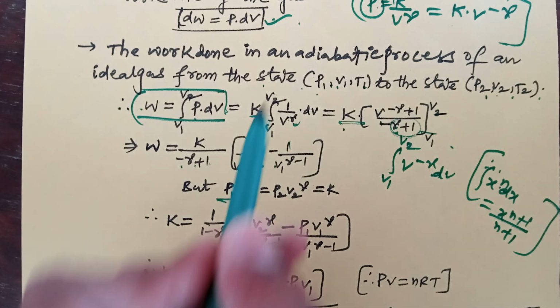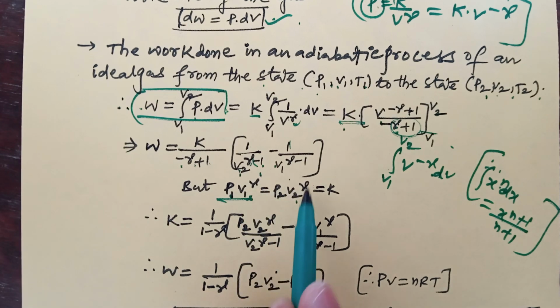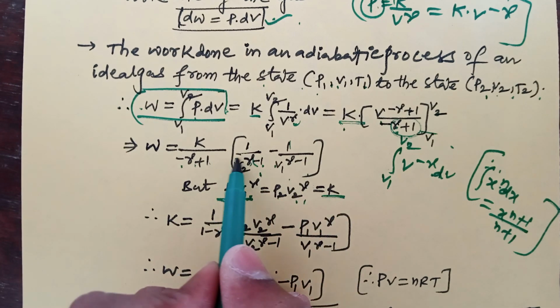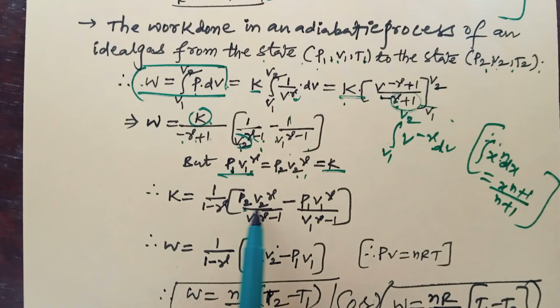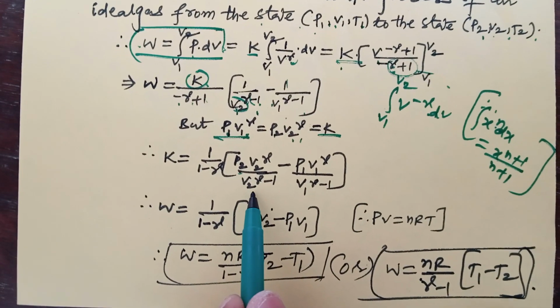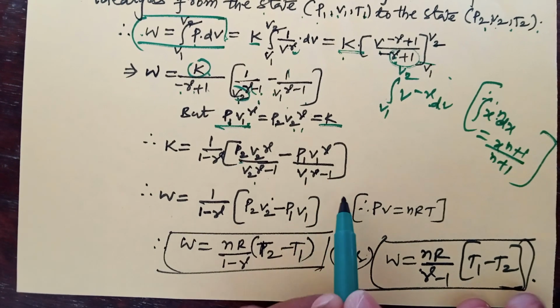We already know from the adiabatic process, where pressure and volume change, that P1 V1^gamma = P2 V2^gamma = constant. Replacing K, we get P2 V2 / V2^(gamma-1) minus P1 V1 / V1^(gamma-1).